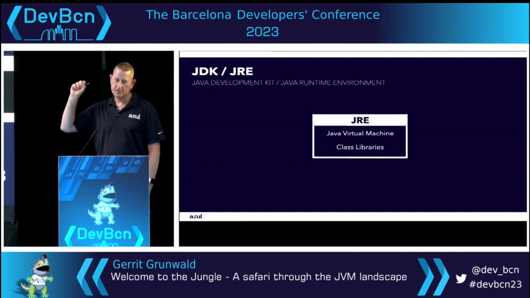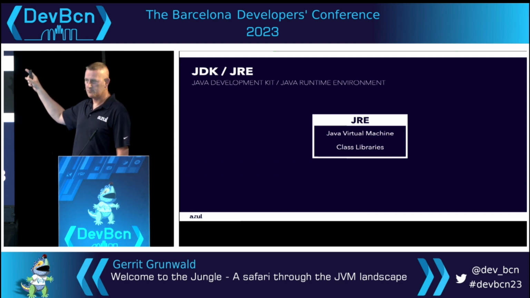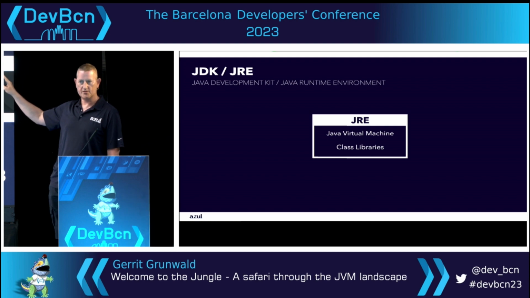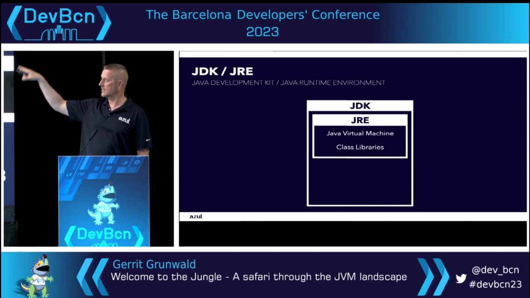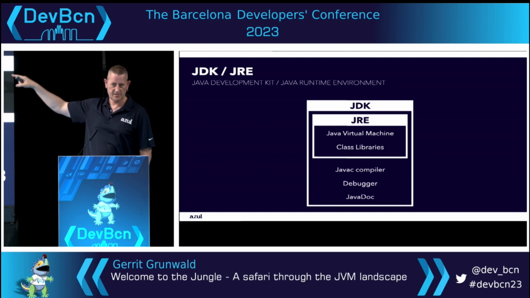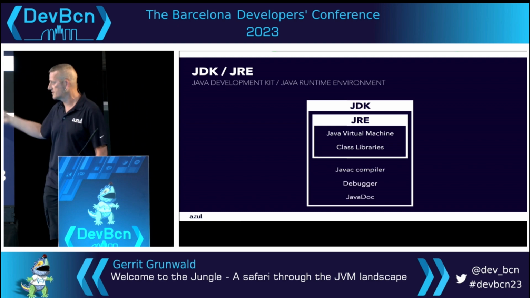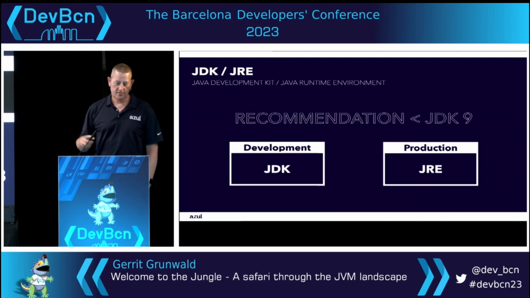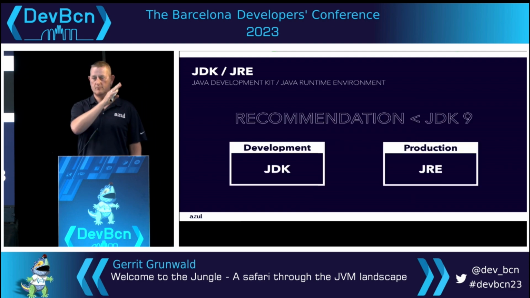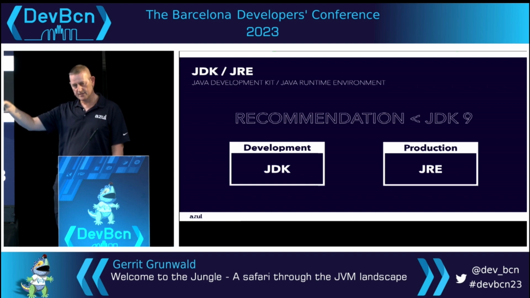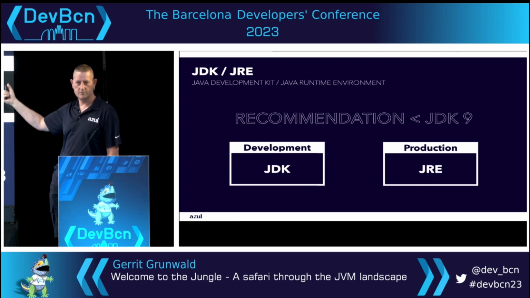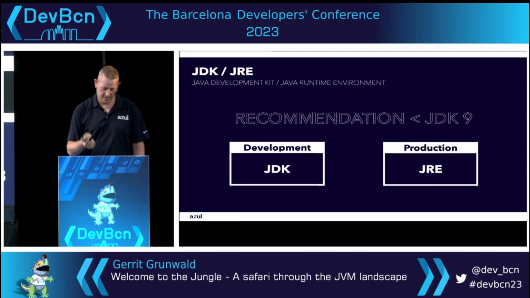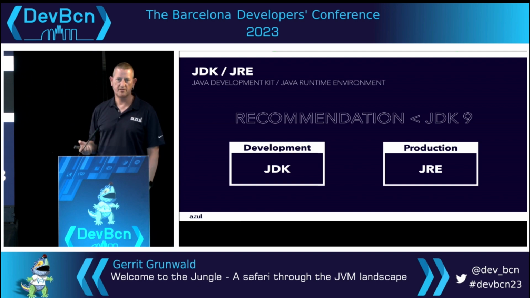So the JRE is just the Java virtual machine with the class libraries. This is all you need to run your application. That's the reason why you should use this one in production, whereas the JDK contains the JRE, plus it has the javac compiler, the debugger, Javadoc, all these kinds of things, okay? So the recommendation is, if you go from whatever JDK number up to 8, you should use a JDK in development and, of course, a JRE in production. The reason is the JRE is just smaller, right? And if you save space in your cloud environment, that means you save money.